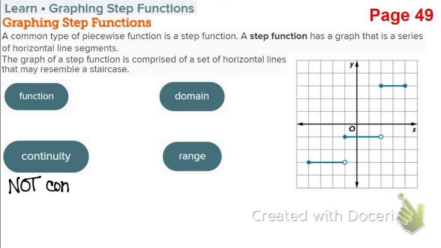We're on page 49. Sometimes, instead of writing not continuous, they'll say discontinuous.